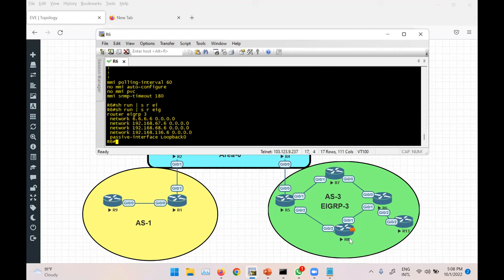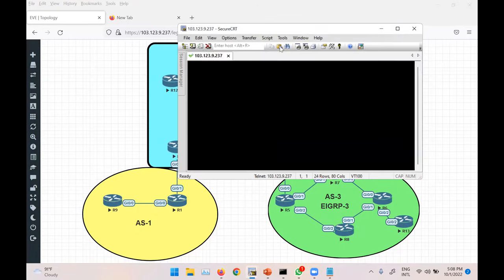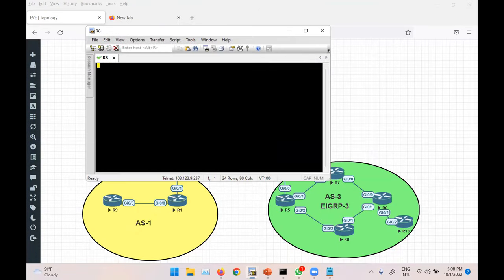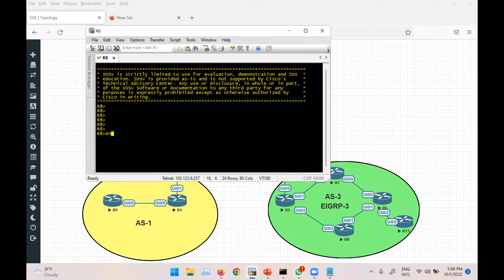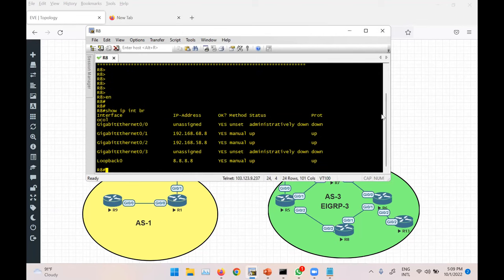Okay, so on the R6 side, it looks good. Now we have to check on the R8 side. Now move on to R8. First things first, we have to check the interface IP. The interface that is connected to R6 is gig 0/1. So it will be 68.8, 68 is up, and the loopbacks are all up.